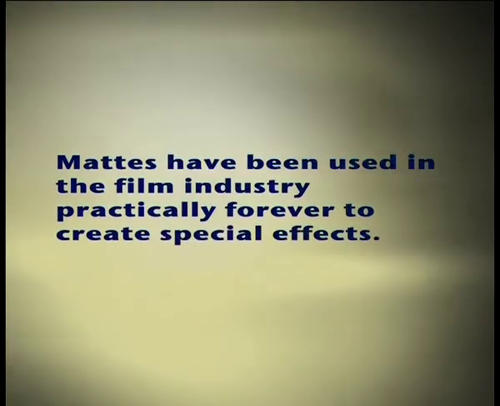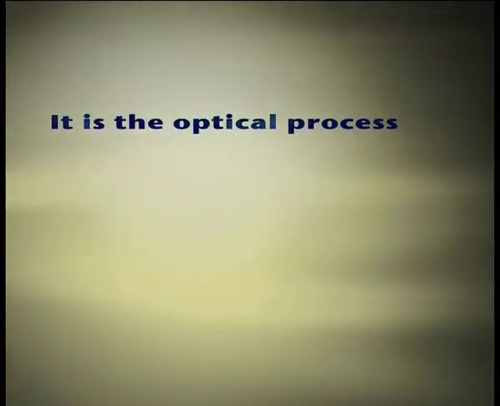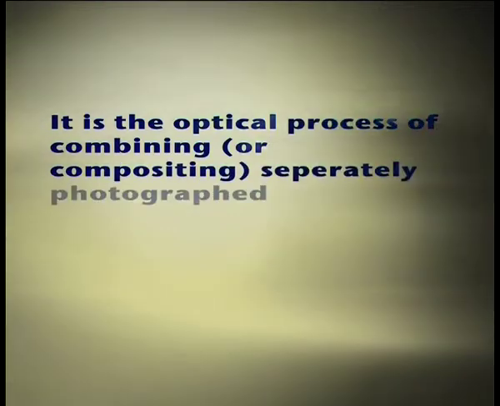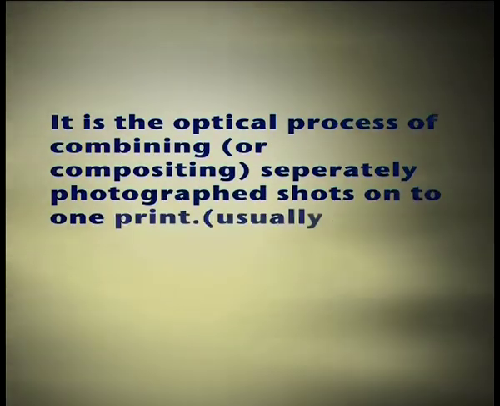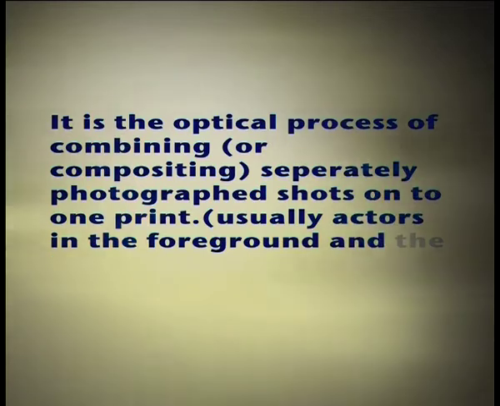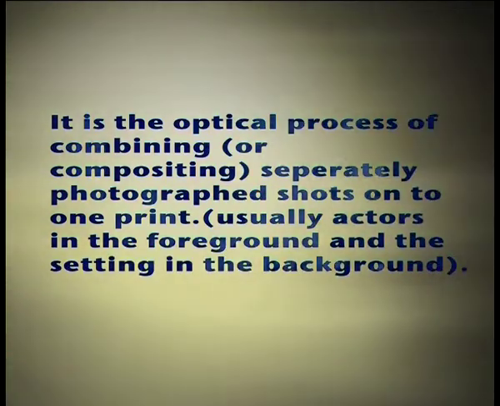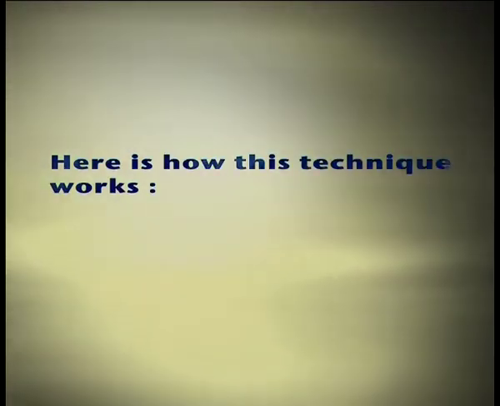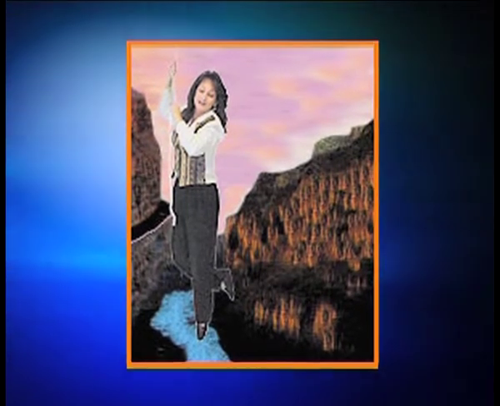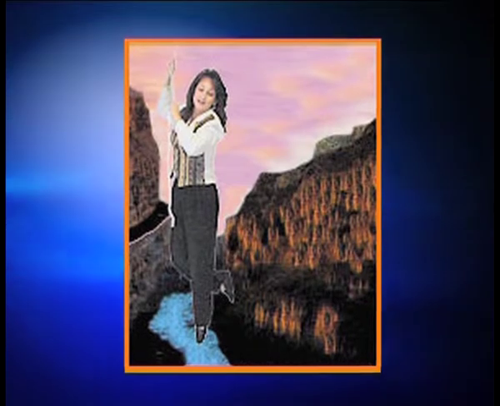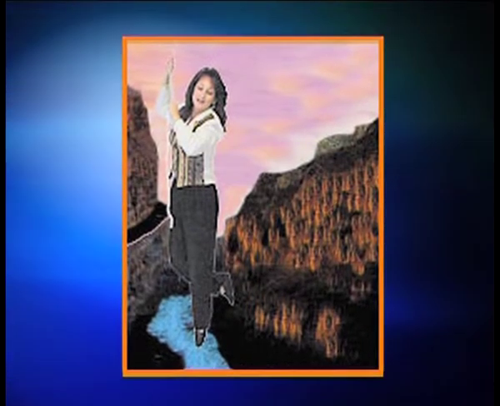Mattes have been used in the film industry practically forever to create special effects. It is the optical process of combining or compositing separately photographed shots onto one print. Usually, actors are kept in the foreground and the setting in the background. Here is how this technique works. Let's say the director wants to create a scene where the lady actor is dangling from a rope over a deep river gorge, screaming for the hero to come and save her.